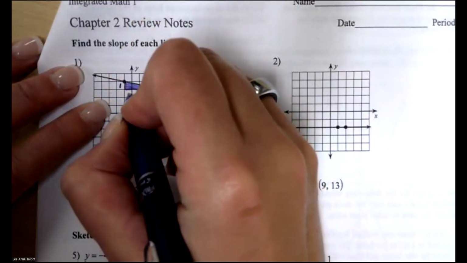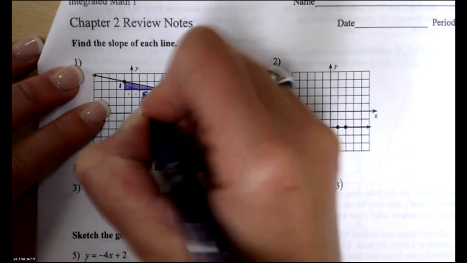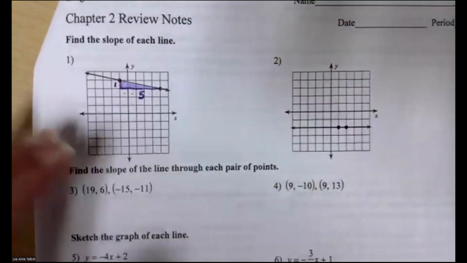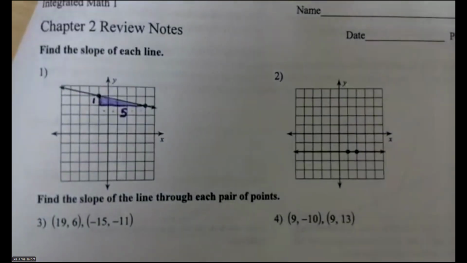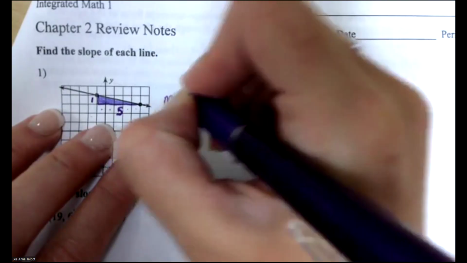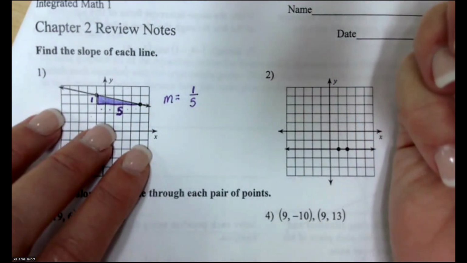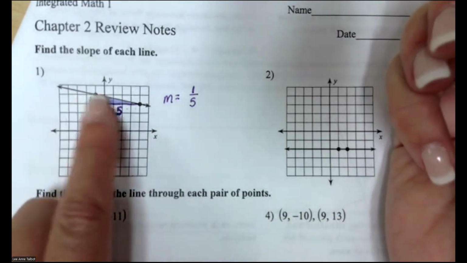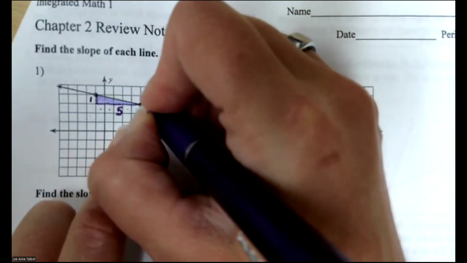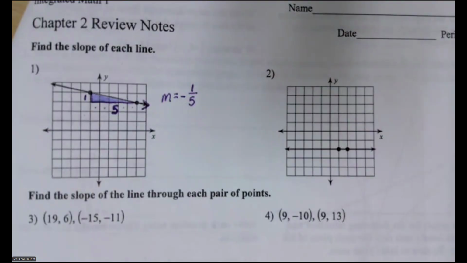Count the boxes. 1, 1, 2, 3, 4, 5. Okay, and then the slope is rise over run, so 1 over 5. And then notice that it's going downhill, so that makes it negative 1 over 5.